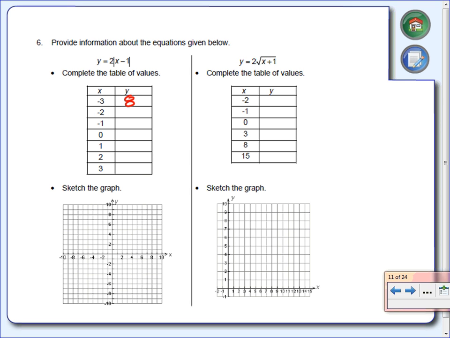Now I notice some of us are a little bit lost there, so we're going to try that again. Let's use a -2 this time. If I put a -2 in for the x, a -2 minus a 1 is a -3. But I want to know the absolute value of a -3. The absolute value of a -3 is +3. And if I take that +3 and multiply it with this 2 over here, 2 times 3 would be a 6. So 6 is the next y value.